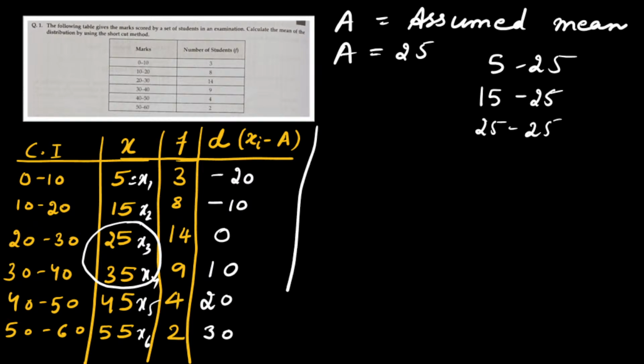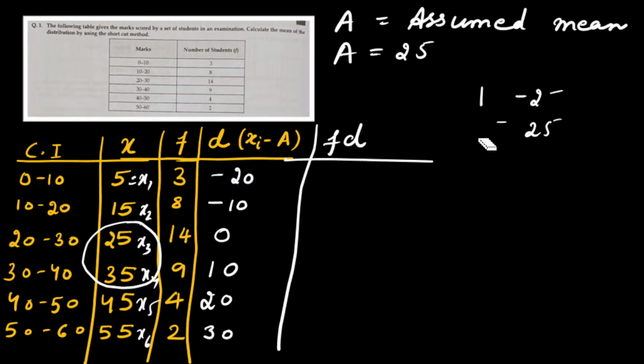So deviation we have found. Now we have to find FD, that means F into D. If anyone has any doubt, you can just tell me. It was very easy. Only from x we just subtracted this. And always you will be getting this type of deviations only. First negatives, then positives. It will be always this only, you have to remember.